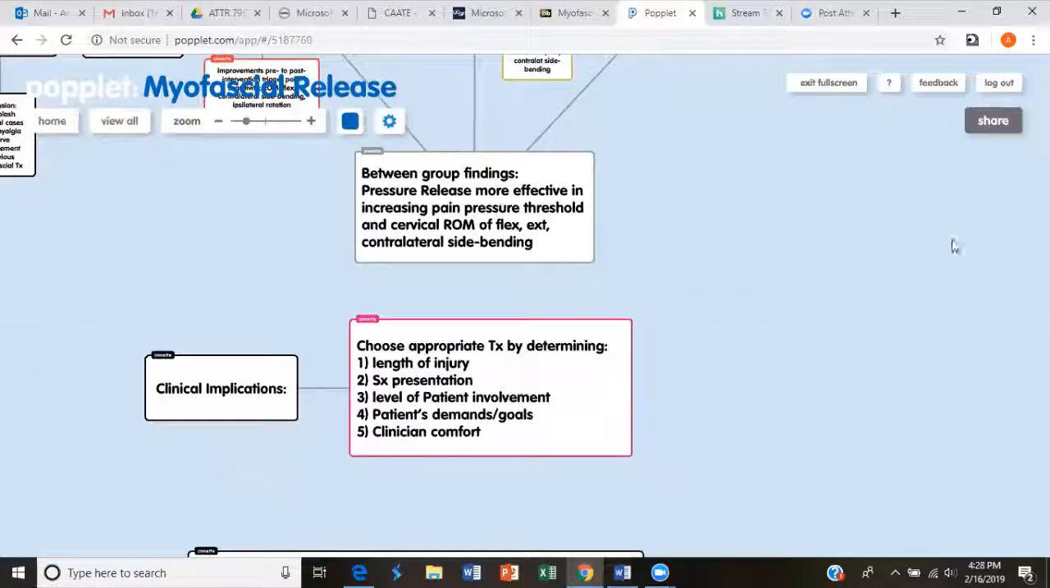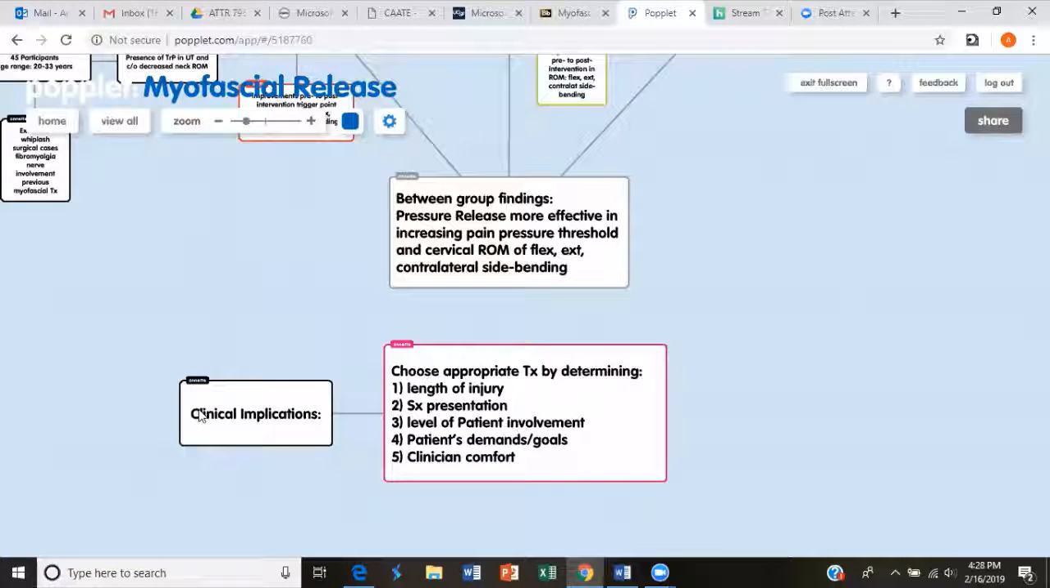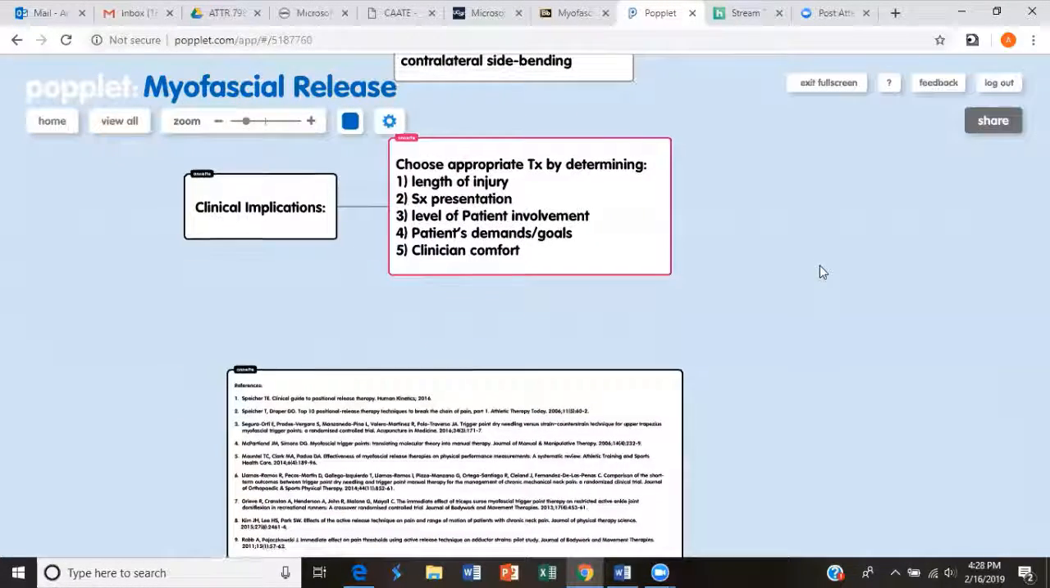So to summarize our clinical implications of these different myofascial release techniques, let's take into account all these different areas in order to effectively assist the patient in their goals.